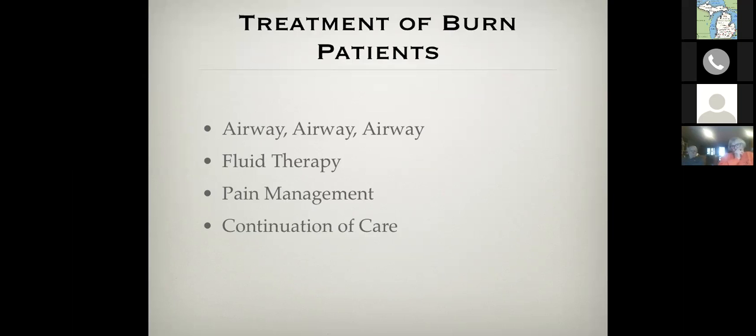And obviously pain management. We don't want our patients to be in pain. We want to relax them. If they're relaxed, it's going to be better for them. Their heart rate's not going to be increased, their blood pressure's not going to be as high, and we can better take care of them. And finally, the continuation of care: getting them from the scene, how you're going to do it, and finally, what's going to be definitive care.